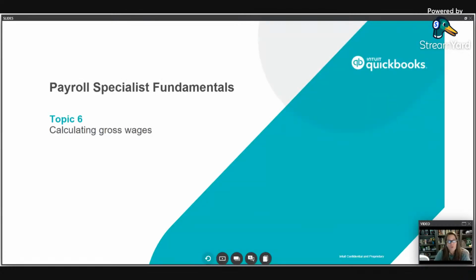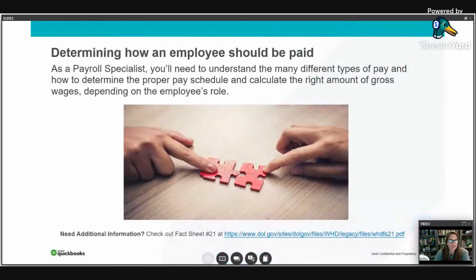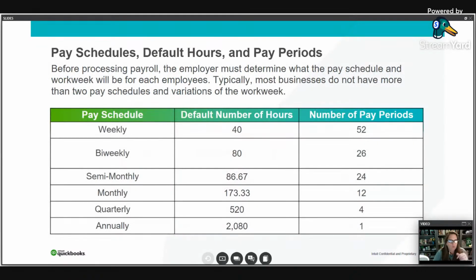So calculating gross wages, I'm not going to spend too much time on this, but there are a lot of links again to those fact sheets that you can go take a look at. You're going to need to understand the different types of pay, how to determine the proper pay schedule, and calculate the right amount of gross wages depending on that employee's role.